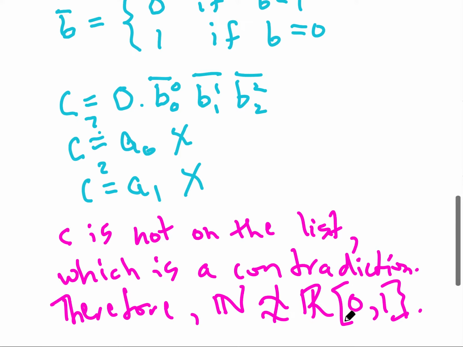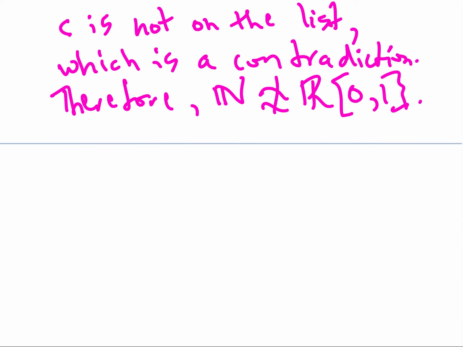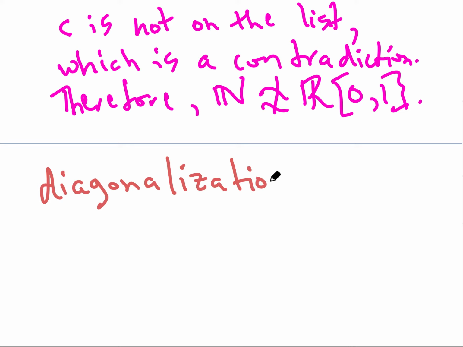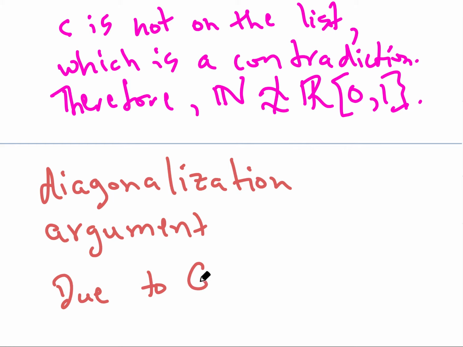Now this kind of argument is called a diagonalization argument. And it's due to Georg Cantor, who was working in the end of the 19th century, and he is really the father, one of the founding fathers of set theory.